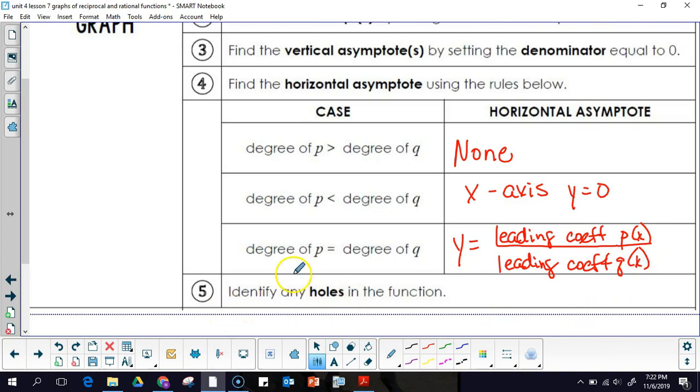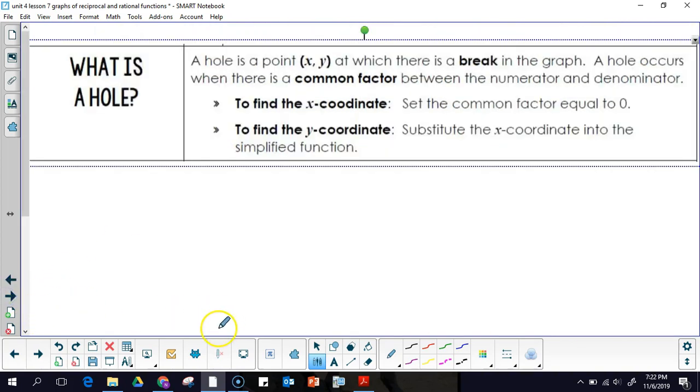Okay. Identify the holes. Now, the holes are where there's a break in the graph. Basically, there's nothing at that point. And this is how you find it. I'm going to show you an example of this because it's going to be easier to show you an example than to try to tell you about how to do this formula here.